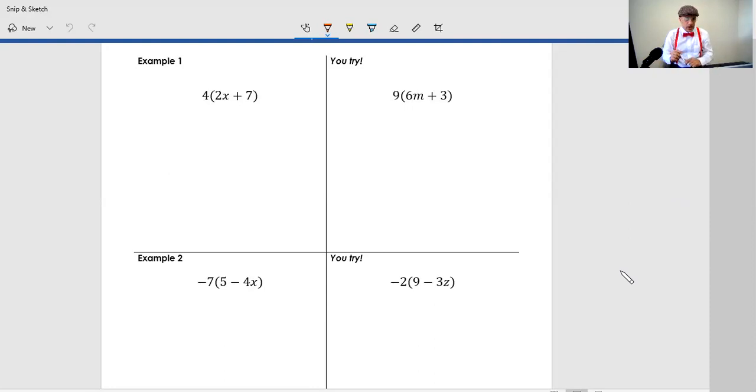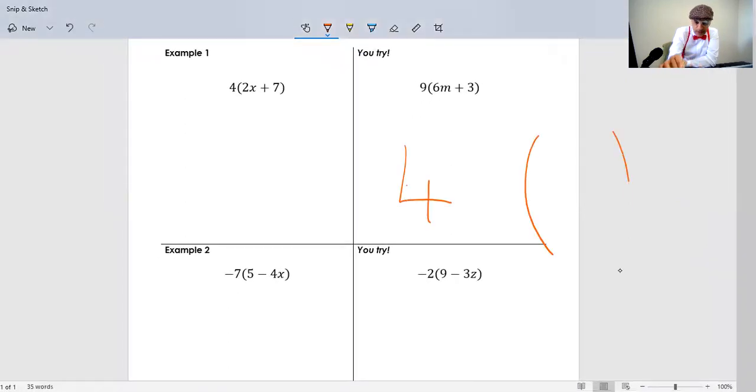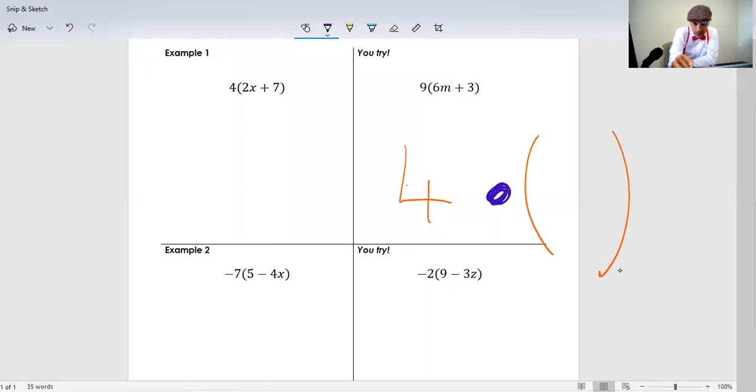Okay, so look at example 1. It says 4 parentheses 2x plus 7. So between the 4, let me write it bigger, between the 4 and the parenthesis, there is an invisible multiplication there. When there's nothing there in math, we know it as multiplication. So we're gonna distribute the 4. We're gonna give it to everybody inside the parenthesis using multiplication.